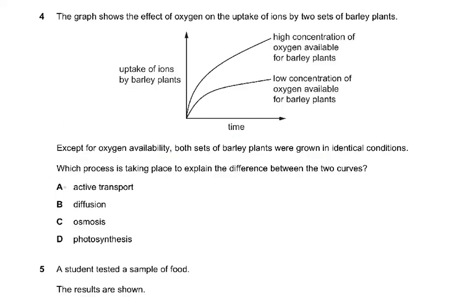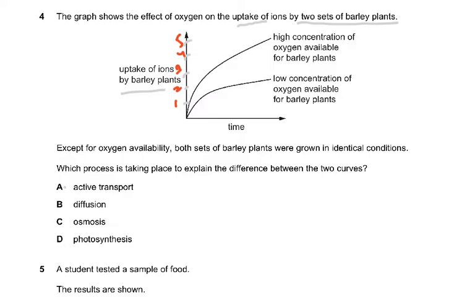Now coming to question number 4, this is a little difficult for some students who do not understand graphs very well, and I was just explaining this today to one of the students on WhatsApp. The graph shows the effect of oxygen on the uptake of ions by two sets of barley plants. Uptake of ions by barley plants, I always say put some figures here. Like I put here 1, 2, 3, 4, 5. So the uptake of ions is increasing.